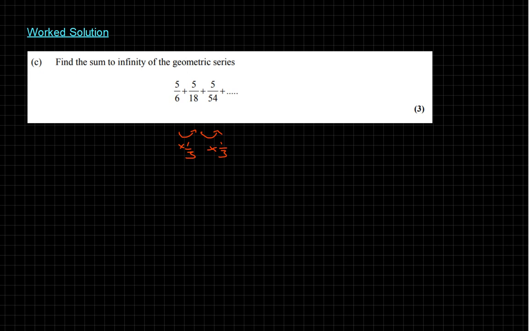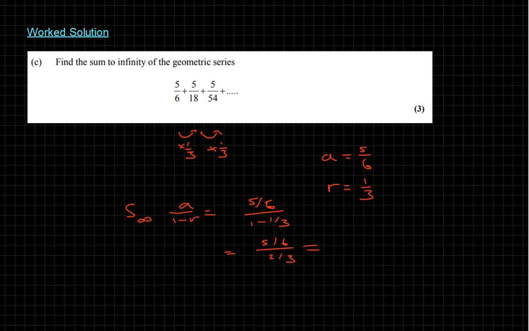Okay. The first term, A, is 5/6. The common ratio, R, is a third. The sum to infinity of a geometric sequence, or a geometric series even, is A over 1 minus R. Therefore, we've got 5/6 all over 1 minus a third. And we end up with 5/4 as our final answer.